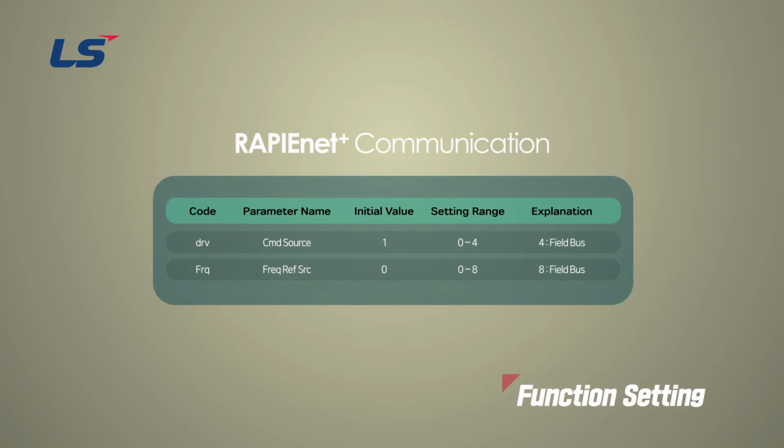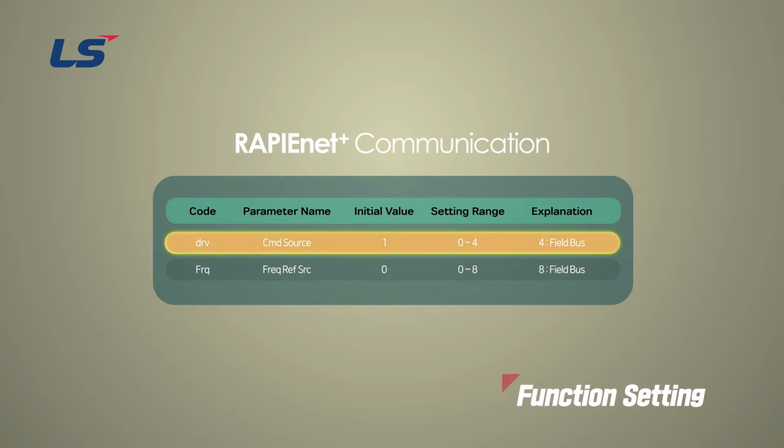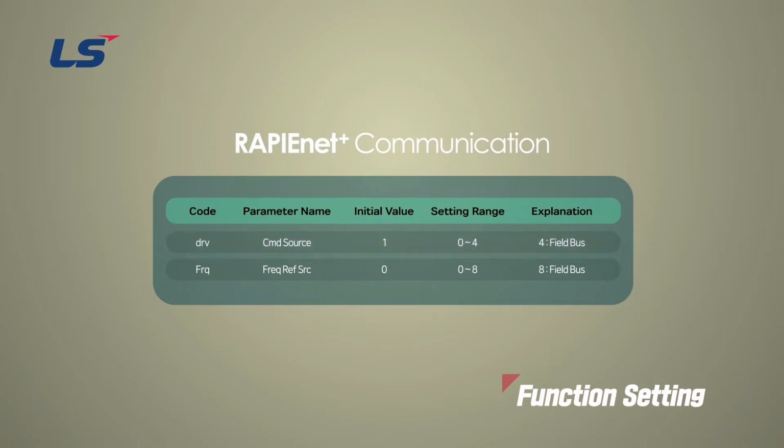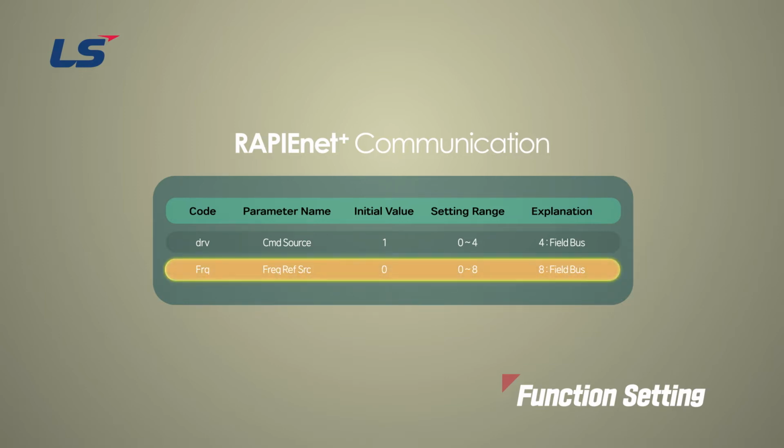The following describes how to set parameters for communication with RAPIEnet Plus. If you want to operate the G100 inverter through RAPIEnet Plus communication, set the DRV mode of the keypad to number 4 field bus. Also, if you want to give inverter frequency command through RAPIEnet Plus communication, set FRQ mode to number 8 field bus.